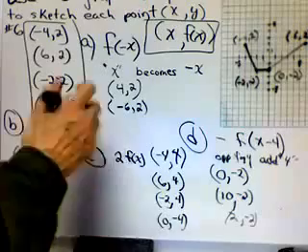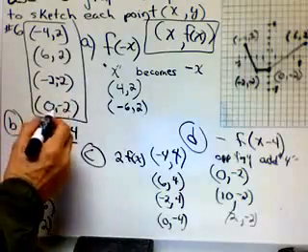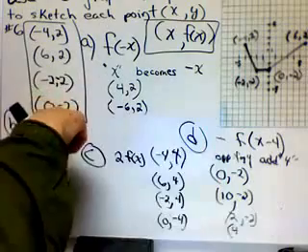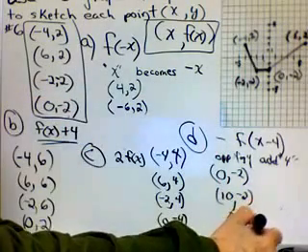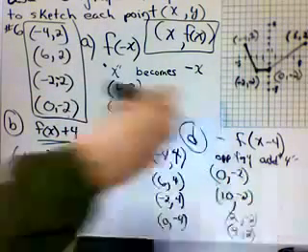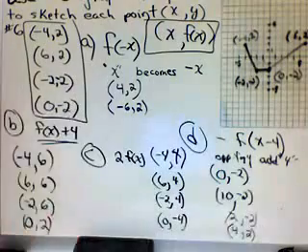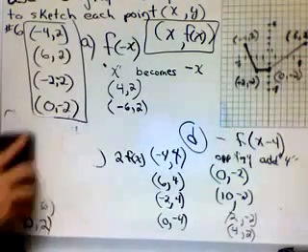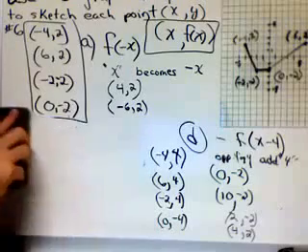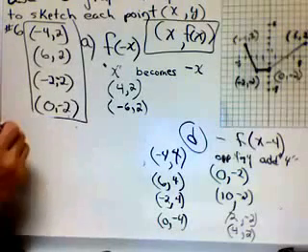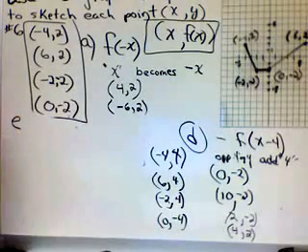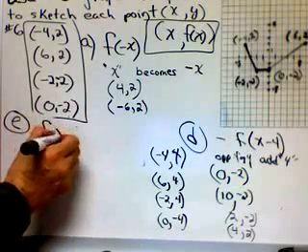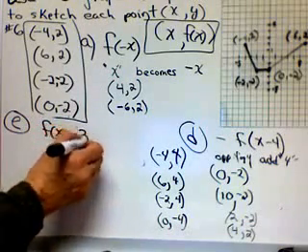And then one more, I'm going to add 4 to 0, so that's going to give me 4. And then I'm going to do the opposite of the y, so that's going to be positive 2. So there's part D. All right, I got one more. I got to do E. So E, the directions were do f of x minus 3.